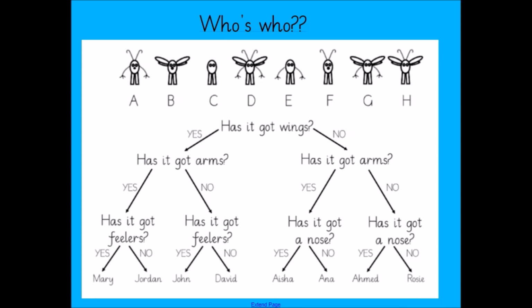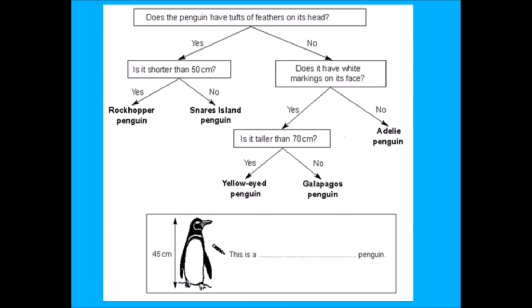Right, hopefully you've finished that page of our activity. So now let's move on to look at another key. This one is about a penguin, and I will work through this example with you before I talk to you about what I'm going to give you for your follow-up activities. So here we have a penguin down here at the bottom. We're given some information. We know that this penguin is 45 centimetres tall. Our job is to work out which kind of penguin it is.